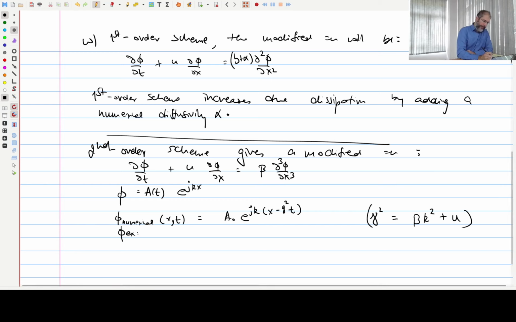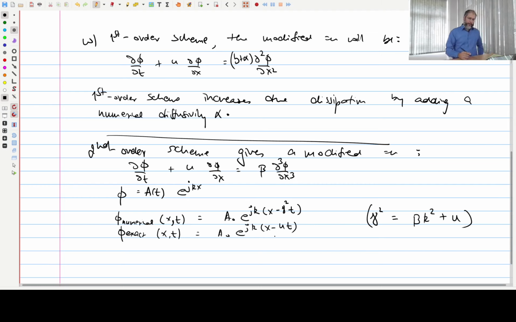And let's recall what phi exact looked like. Right? Now this is different. If we compare this with what we had in the first order scheme, the coefficient of the oscillating term e to the power jk was exactly the same. It was x minus ut. The alpha on the right hand side contributed to a decay term in the amplitude. But here the amplitude has not been affected. This time the phase has been affected. So we have e to the power of jk times x minus, instead of x minus ut, we have x minus gamma squared t. So that u term, the speed term, has been modified.